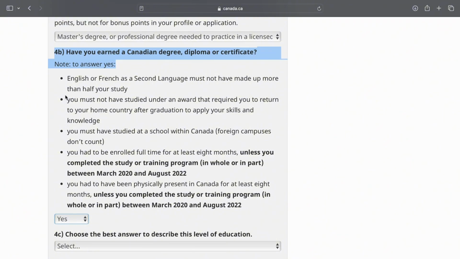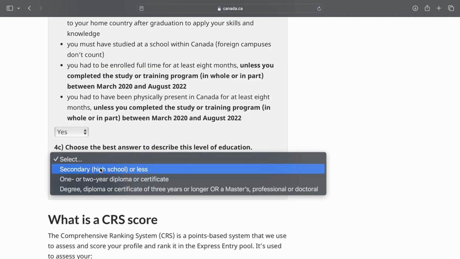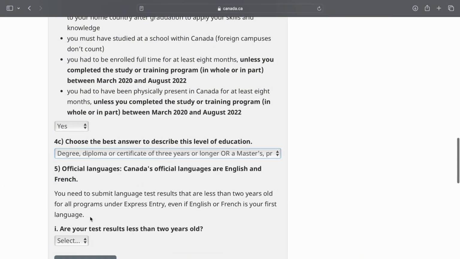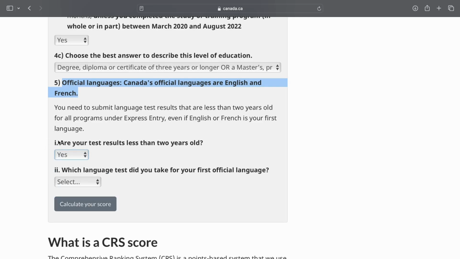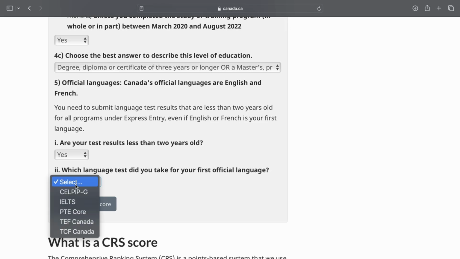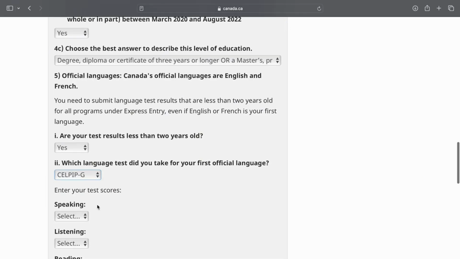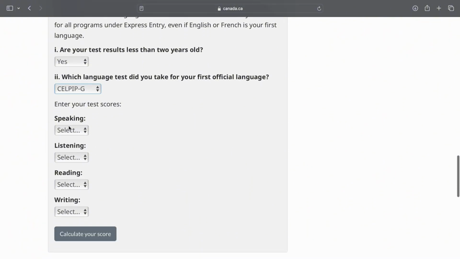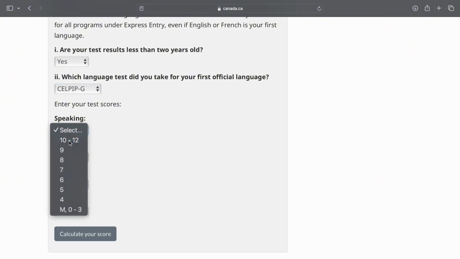Now moving on, choose the best answer to describe your Canadian education. This is just asking you to confirm the level of education you obtained in Canada. Since we selected Masters earlier, we'll stick to that. Next, official language proficiency. This is where your language test comes in. We select yes, and remember, your results must be less than 2 years old. Then it asks, which language test did you take? We have different options, but the most common one is CELPIP General. For this example, we're selecting the highest scores across all categories: speaking, listening, reading, and writing, just to see how it affects the score.